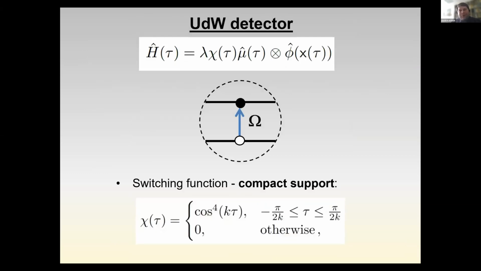So now the UDW detector, this is the standard model as we use it. We use the detector gap to be capital omega. But what may be a little bit different is that we really want to make sure how long the detection takes, and so we actually use a compact support switching function. So really the detector is only switched on for a finite period of time. Instead of Gaussian switching as people typically use, we use this switching function over here.